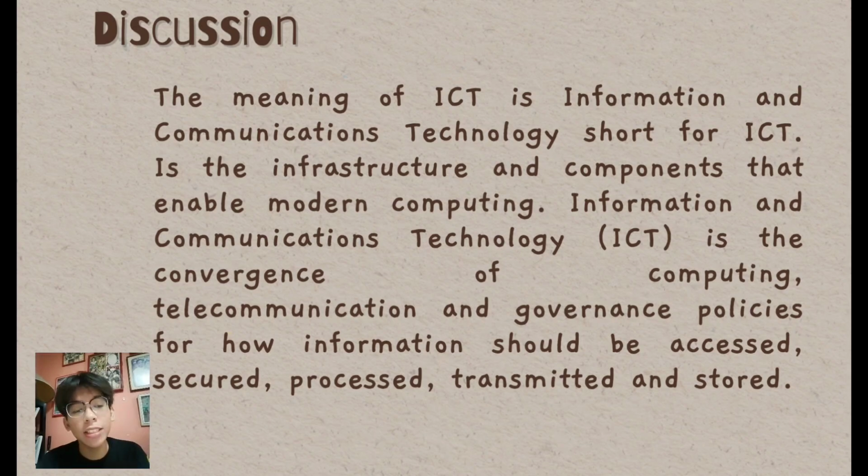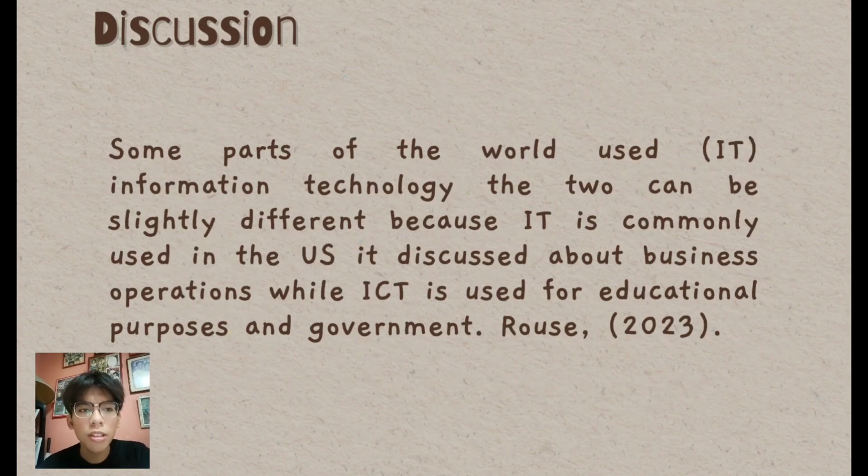So, the meaning of ICT: Information and Communications Technology, short for ICT, is the infrastructure and components that enable modern computing. Information and communication technology is the convergence of computing, telecommunication, and governance policies for how information should be accessed, secured, processed, transmitted, and stored. Some parts of the world use IT, information technology. The two can be slightly different, because IT is commonly used in the US. It discusses business operations, while ICT is used for educational purposes and government.